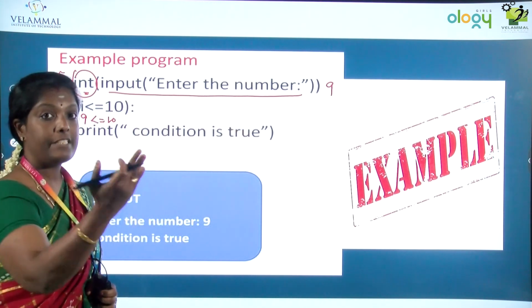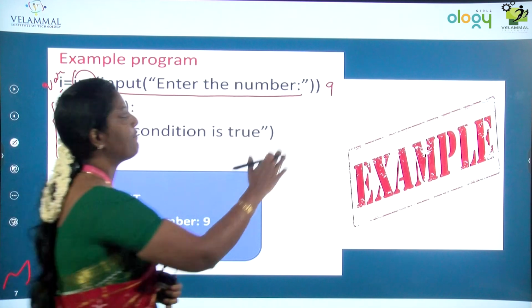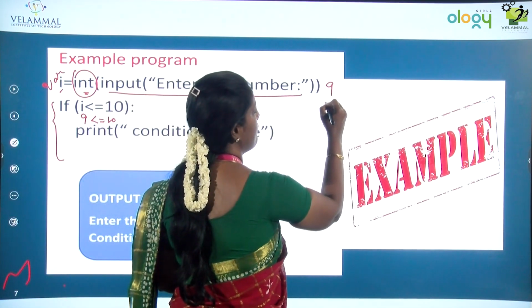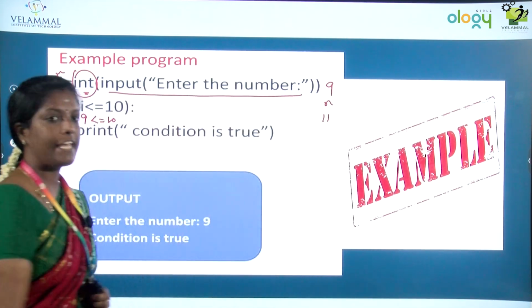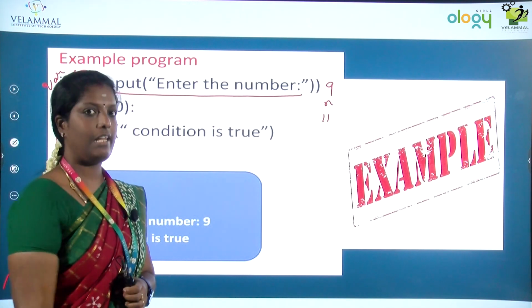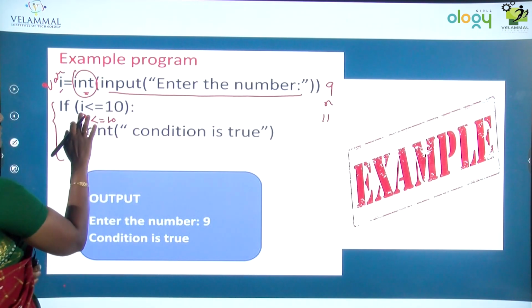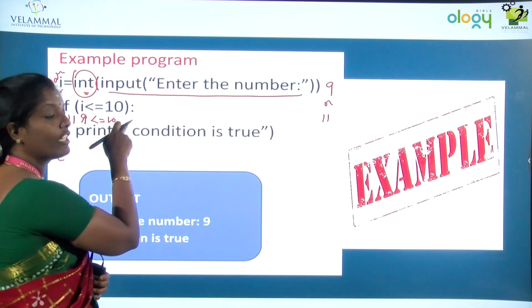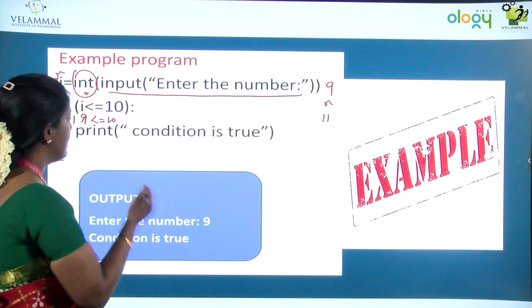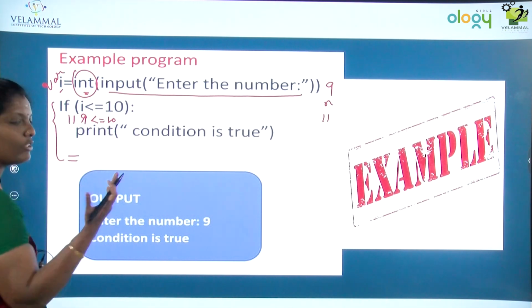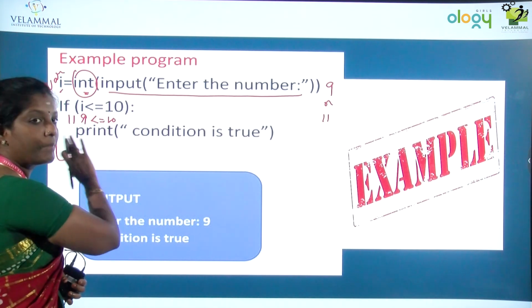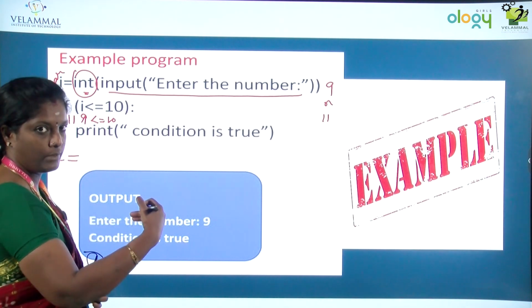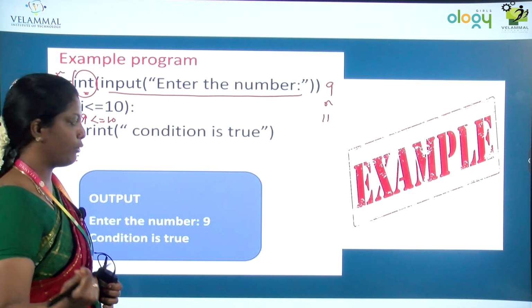What happens if the statement is going to be false? If I take the value 11, if I is the input value 11, what I am going to do is check the condition here. Here it will be 11. Is 11 less than or equal to 10? No, the condition is false. Are there any statements to be executed? No, it will just print the blank screen and come out. We'll see that in the demo session, right?